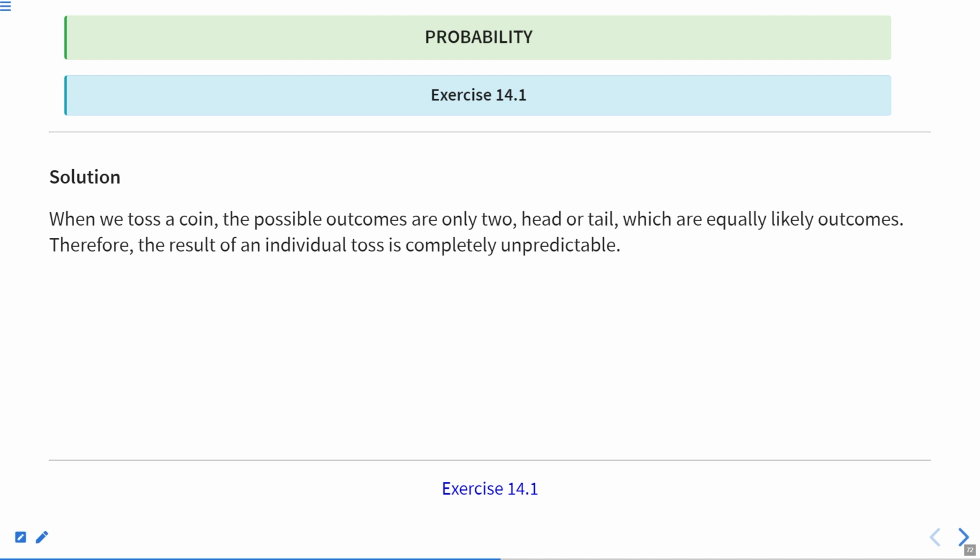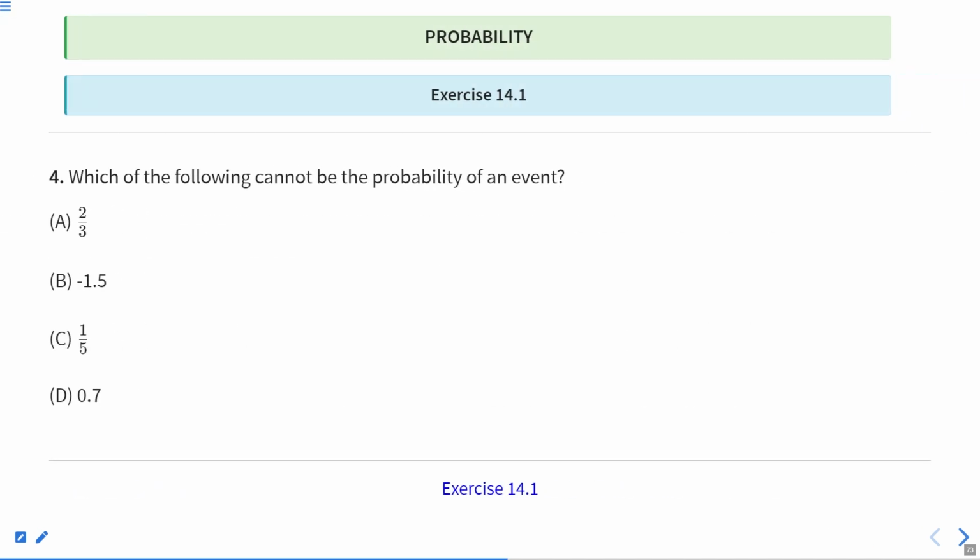And now let us move to the next problem. Here we are given some probabilities of an event, and among these, which of the following cannot be the probability of an event? In option A, we have 2 by 3. In option B, we have minus 1.5. In option C, we have 1 by 5. And in option D, we have 0.7. Among these four options, which cannot be the probability of an event?